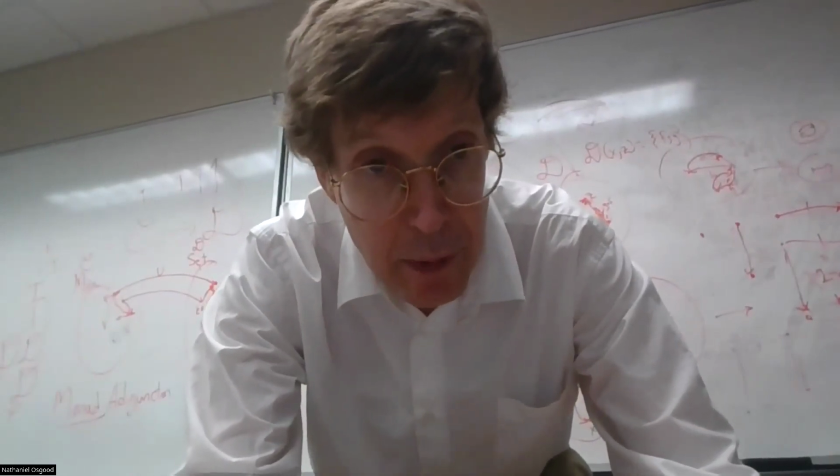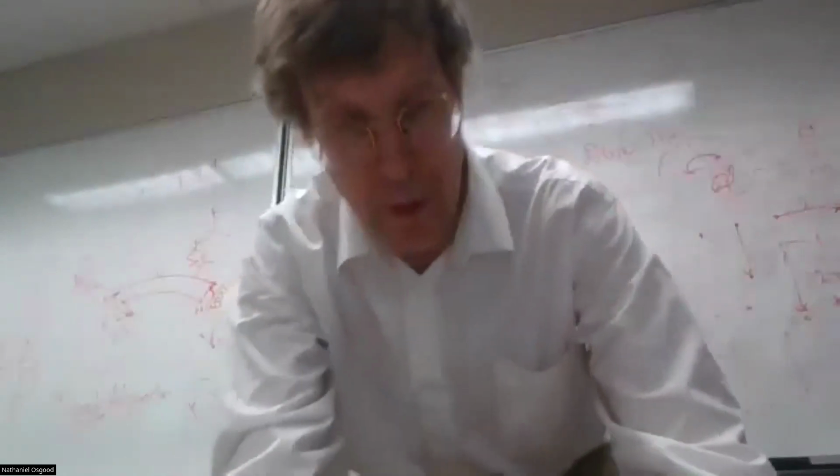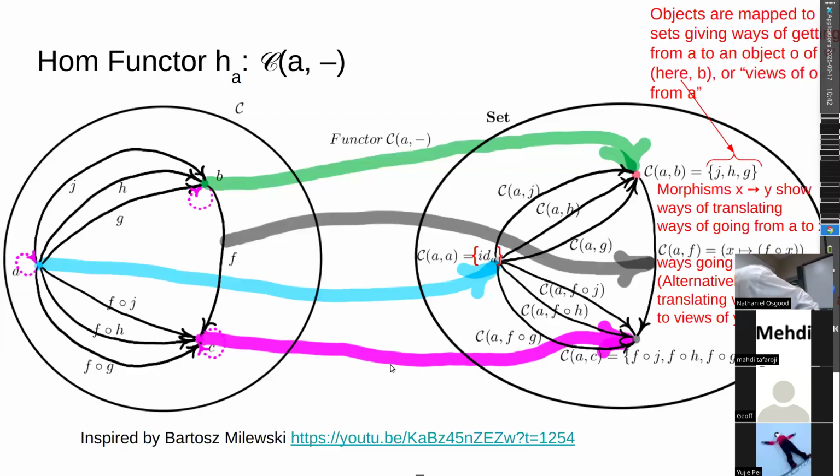How does it map those morphisms? Well, there's a beautiful logic to it. We're going to see how it maps each of these morphisms. So let's take a morphism J from A to B and see how it maps J. Are we okay with this?